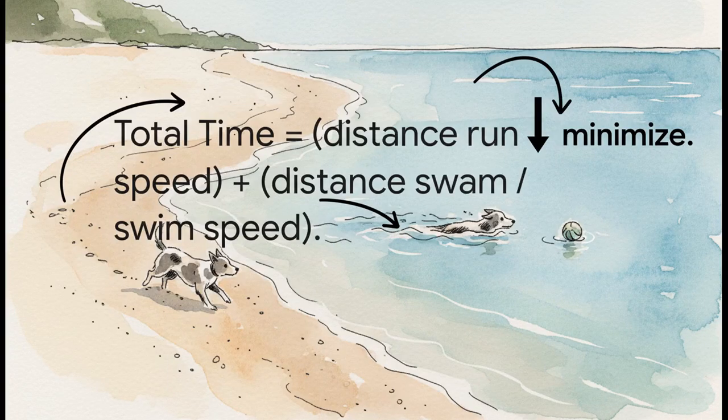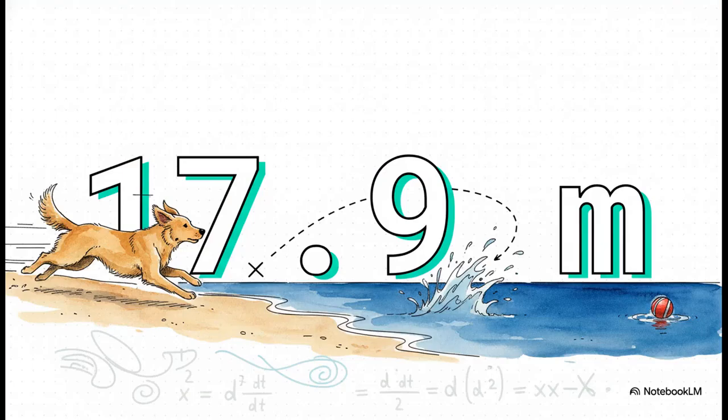So our primary equation here is total time. And remember the basic physics. Time equals distance divided by speed. So the total time is going to be the time the dog spends running on the shore plus the time it spends swimming in the water. Simple as that. So how do we even set this up?